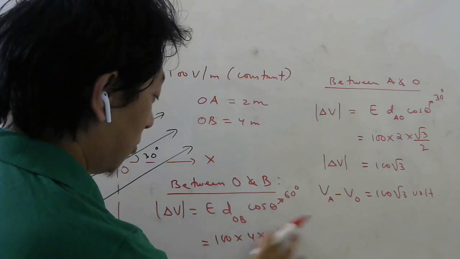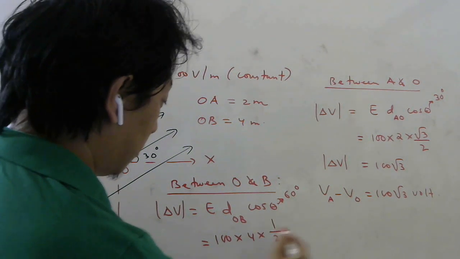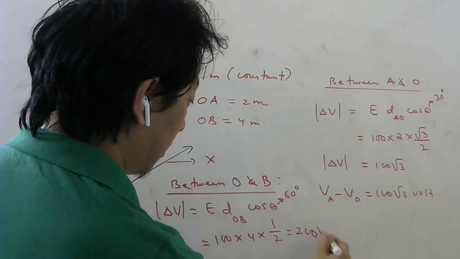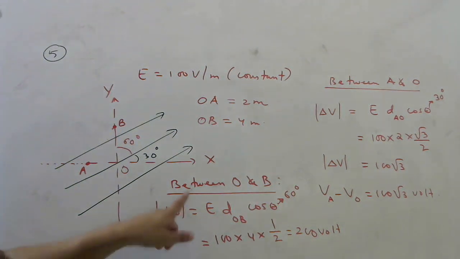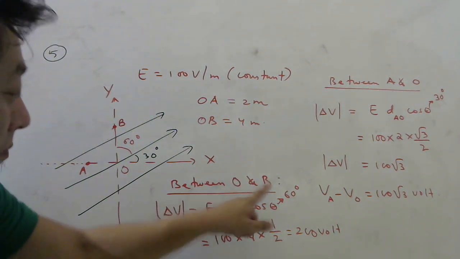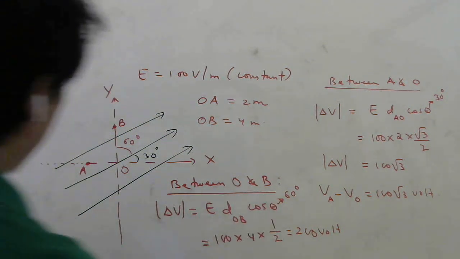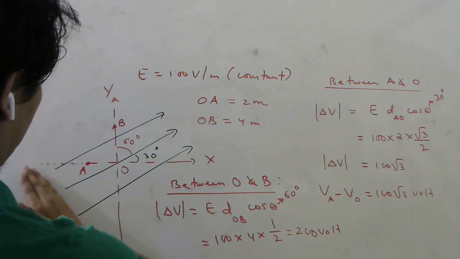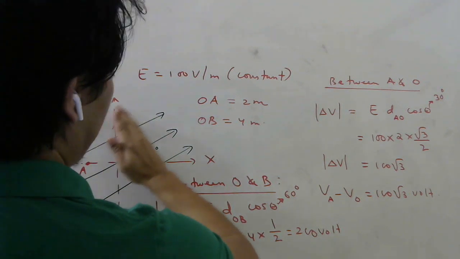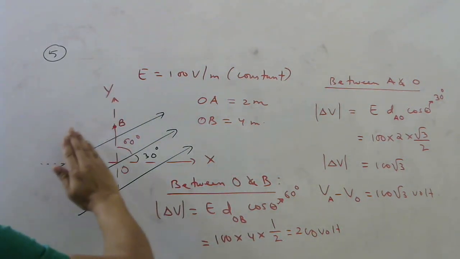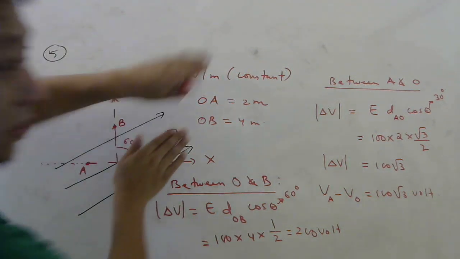Cos 60 will be half. So 2 twos are 4, so I will get 200 volt. Now my question is, this is the potential difference between O and B, the value is this much. Now which one is at higher potential? Again go like this. Which one will you touch first? See carefully. I am touching O, then I am touching B. Yes or no? The electric field is going this way, na? So first it will touch O, then it will touch B.